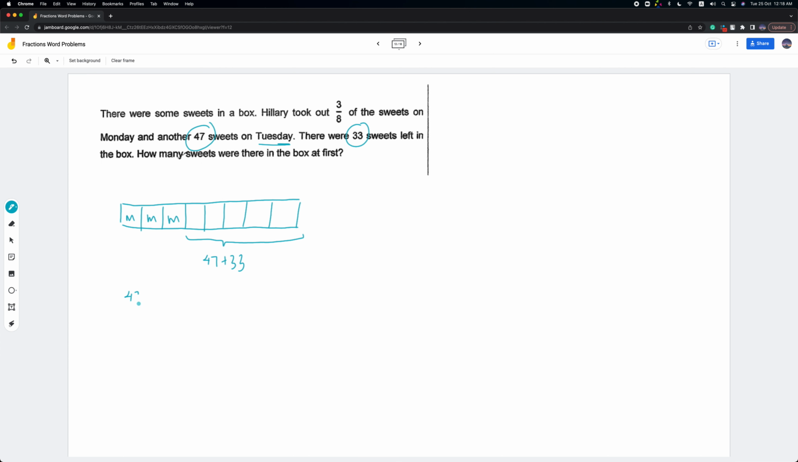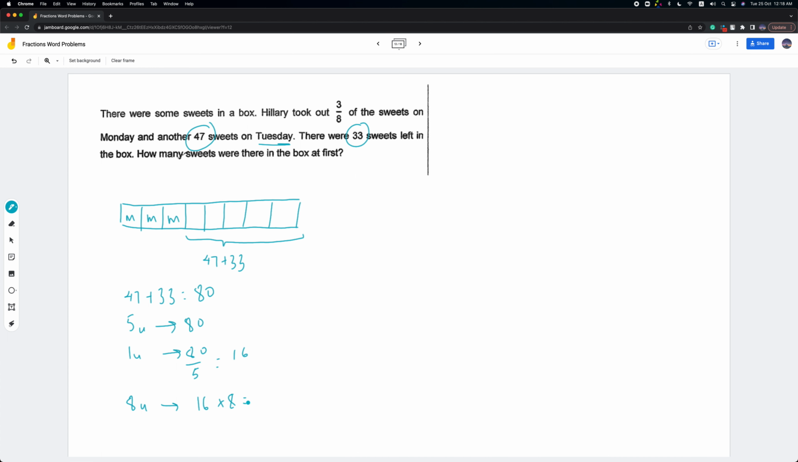Right, so let's do the working. A simple one, 4 plus 3, 80. So this is 5 units. 5 units is 80. How many sweets were there in the box at first? In the first place, there's 8 units. So if we do step by step, we have 1 unit first, divided by 5. This will be 16. Okay, and 8 units. Okay, 16 multiply by 8.